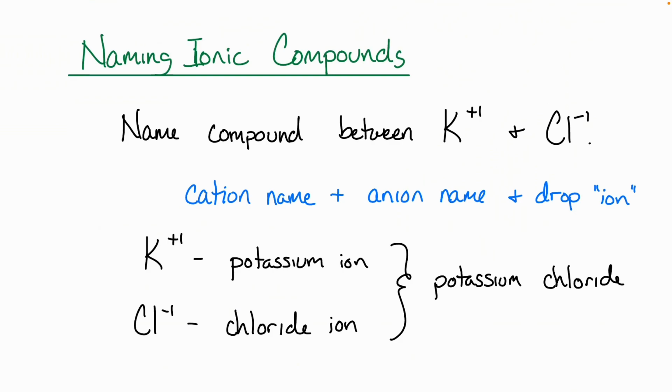And the formula for potassium chloride is KCl, but we haven't gotten there yet. We'll talk about how we make these formulas in a second. We're just going to name these compounds first. Okay?